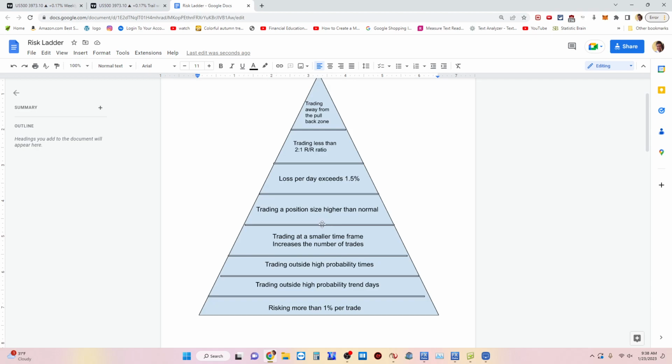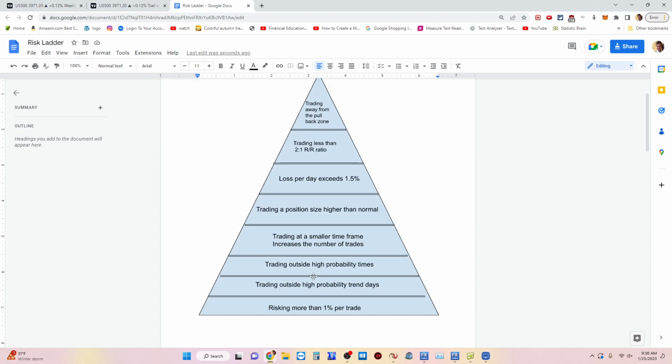Most of these are being met. So this top half, just by automation, is already being met. So this is more discretionary, the smaller time frame, so that kind of falls under my responsibility that I have to govern, and then trading outside high probability times. So these bottom ones, except they're risking more than 1% per trade, for the most part, these are the ones that can't be automated, and that I have to govern myself. Trading outside a high probability trend day.